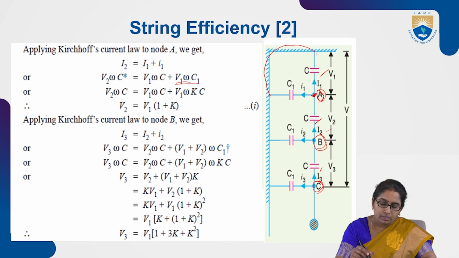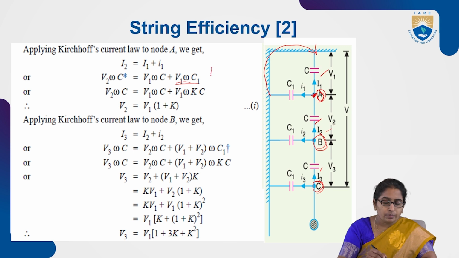This point is same as this point, right? So what is the voltage across these 2 points? V1. That's why that is written as V1 into omega C1. So now cancel the similar terms on both sides. Before cancelling the common term, write down C1 in terms of C.